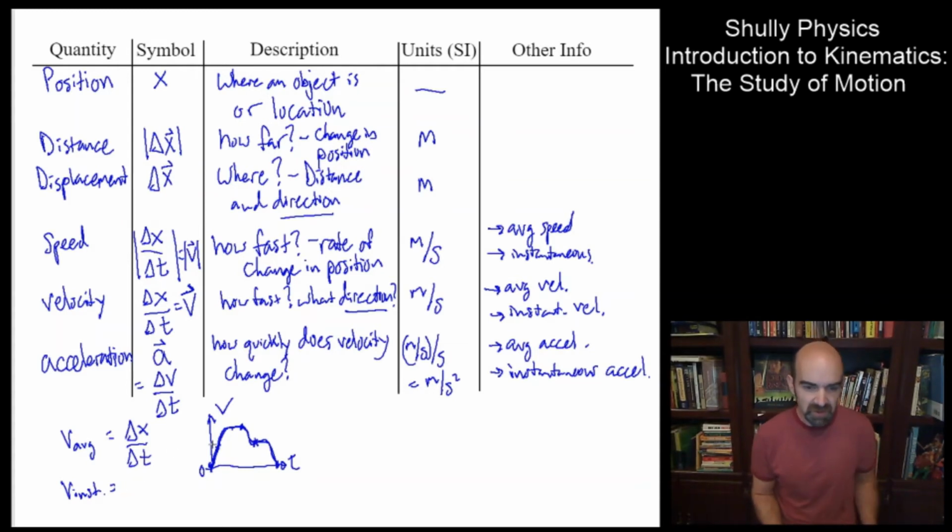What would an instantaneous velocity be? It would be like, what is the velocity here? Maybe this is 5 miles per hour. This is 10 miles per hour. We're talking about a slow car here.